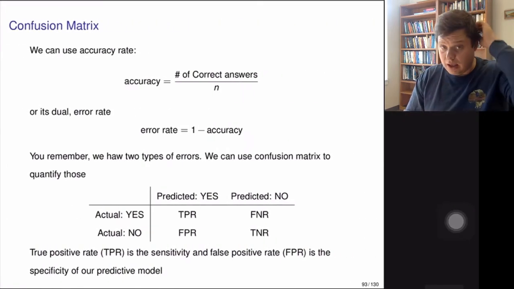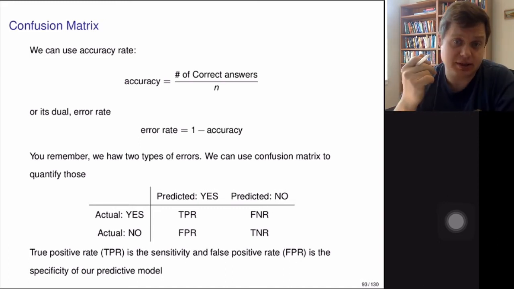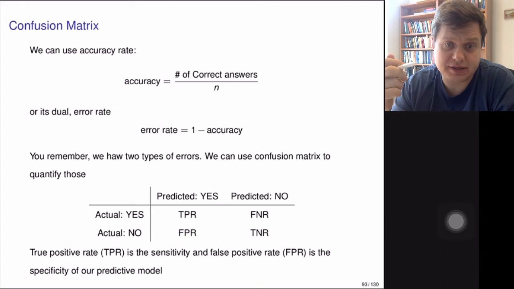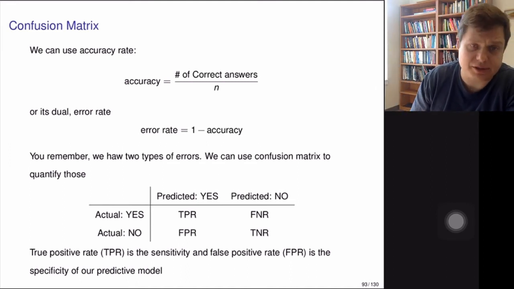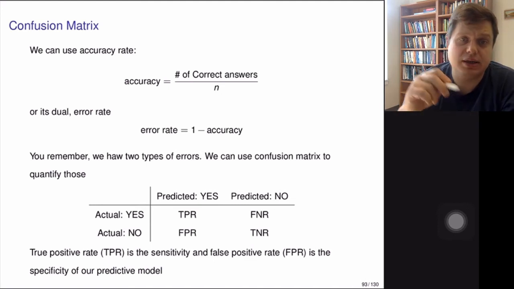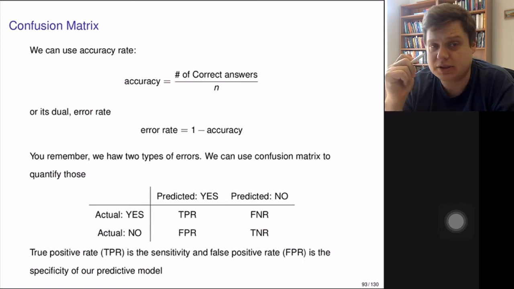Okay, and now when we combine all those things together, error types, false negative rates and false positive rates are bad things. So we want them to be as low as possible. On the other hand, we want the accuracy or the good things to be as high as possible. Overall accuracy can be measured as the number of correct answers divided by n, but this number doesn't give us the full picture because we don't really know what type of errors we made.